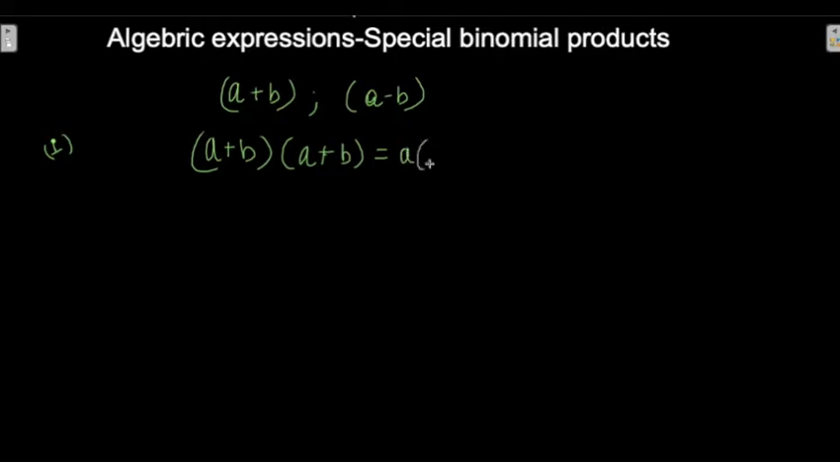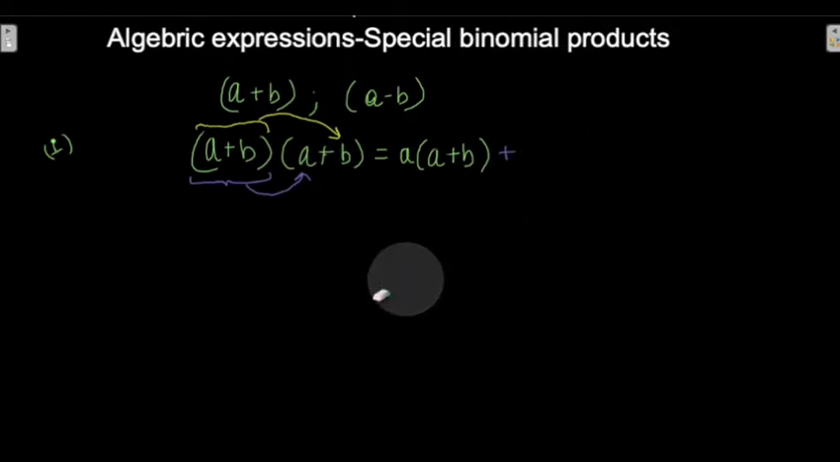So how do we write it? A into A plus B, this A gets multiplied by this entire term, plus now this entire term gets multiplied by B. Let's use the same way of writing, B into A plus B. Now this is what we studied in the distributive property.